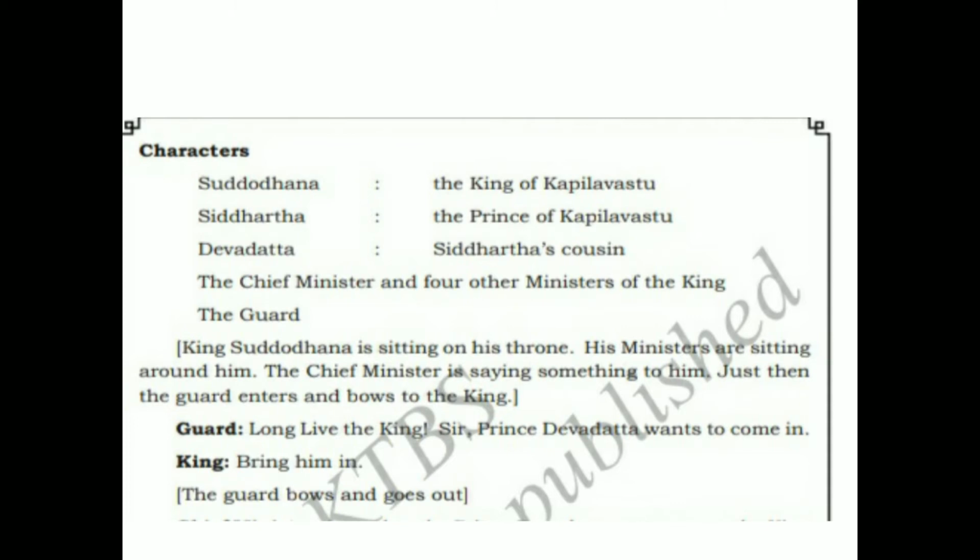Here, first, King Sudodana is sitting on the throne. Now the play starts. Throne means the king's seat. His chief minister and the other 4 ministers are sitting around him, around King Sudodana. The chief minister is saying something to the king.